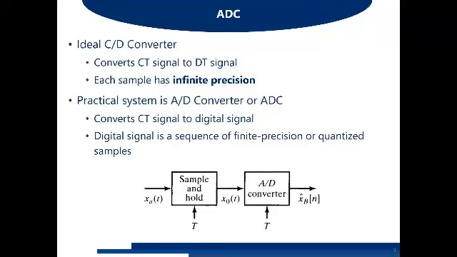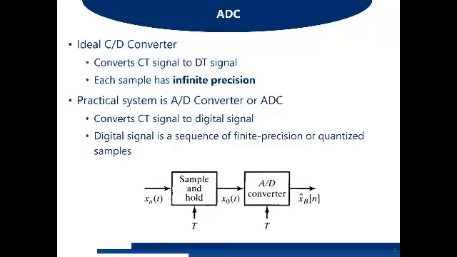But practically, we cannot store those samples having infinite precision and infinite levels. So therefore, a practical system is required, which is basically the analog to digital converter. So the analog to digital converter will provide us a digital signal having finite precision and a finite number of levels. So what is the difference now between the C to D converter and ADC, we will see in this lecture, and we will also see the operation of ADC in detail.